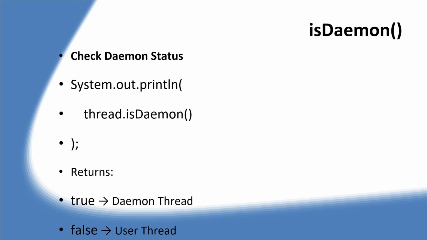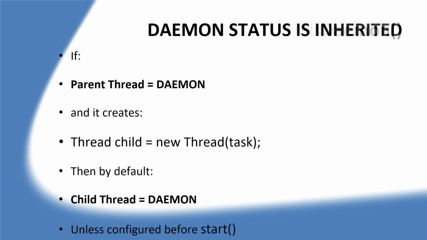And there is another method. We can check whether a thread is a daemon thread using the isDaemon method. This is the method we can call to see whether it is a daemon thread or not. It will return a boolean value. If it is a daemon thread, it will return true, or else it will return false. So this helps us to see how daemon status works when new threads are created. This is one important method.